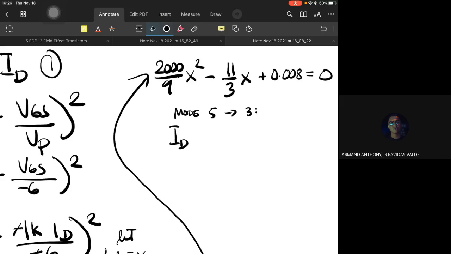So, you have two possible values for ID. 13.91 milliamperes, and 2.598.